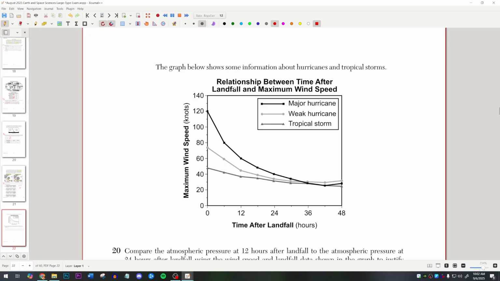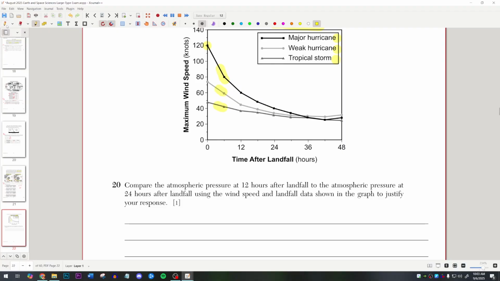All right, we got a hurricane and tropical storms. We got a graph relationship between time after landfall and the wind speed. So we could see, no matter what, it's always going down. And that makes sense because as the hurricane moves over land, it's going to get weaker and weaker wind speeds. And it's saying that obviously major, weak, and tropical storm, this is ranking in strength of wind as it is. So it makes sense that the major hurricane is going to start as the highest wind speed and go down. And then weak and tropical storms like a regular, like 75 mile an hour wind or whatever. 72, I don't remember what it is exactly.